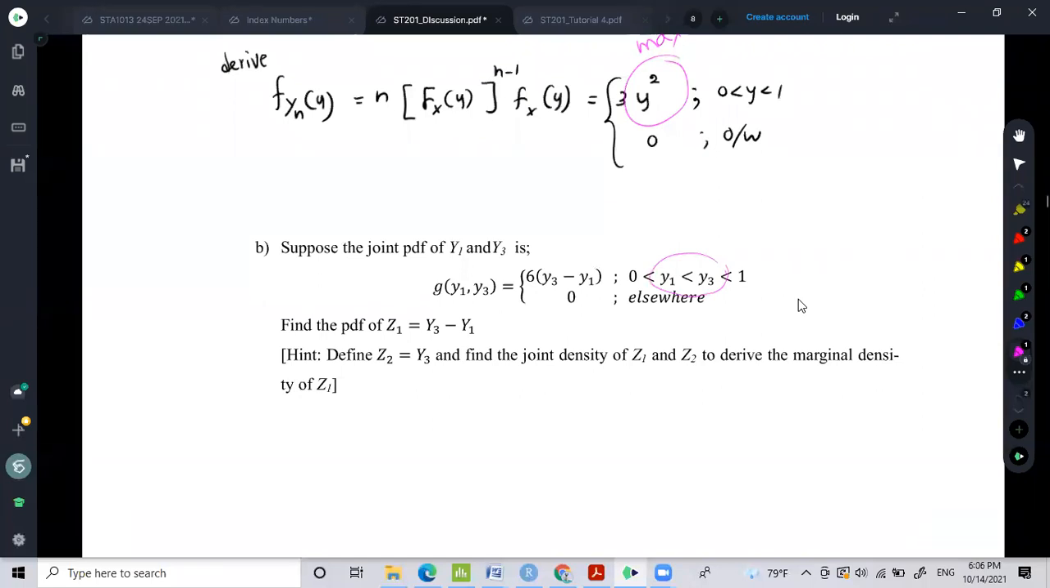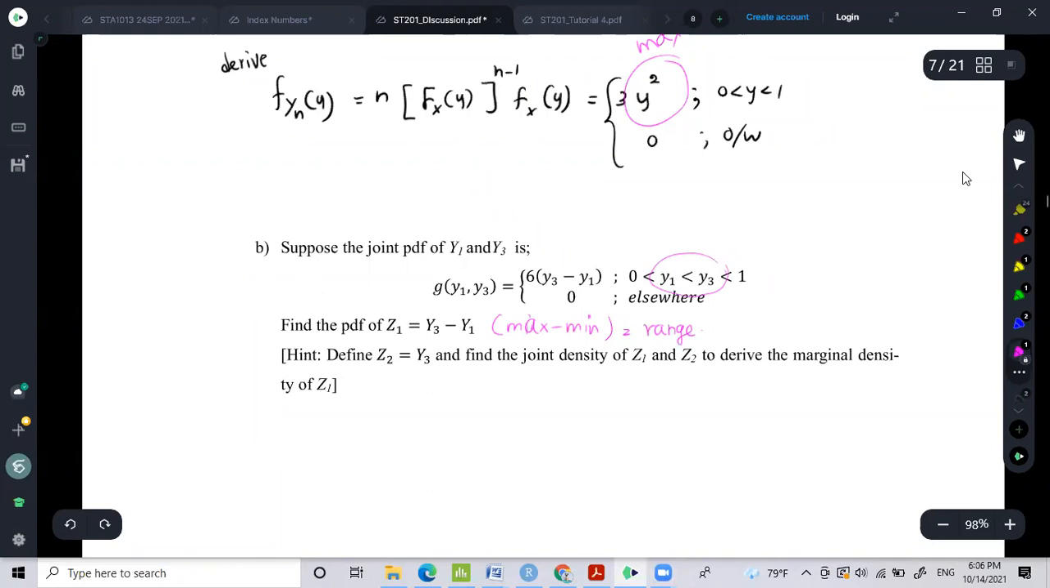You have to find the PDF of Z1, a new random variable. What is Z1? The difference of the min and the max. Actually, what is max minus min? What do you call it? Let's call it the range. Exactly. So you have to find the PDF of the range. Interesting, right? So how do you do that?